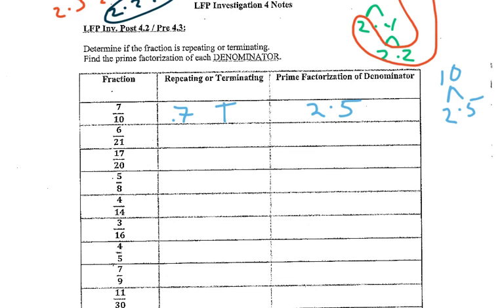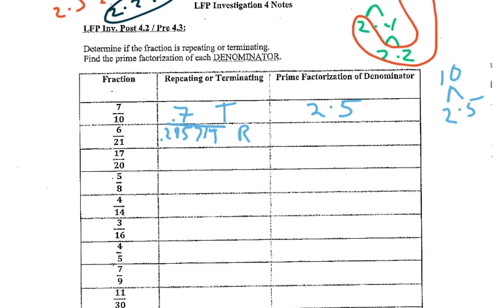Take a look at 6/21. Now, if I used a calculator, I would see that it breaks down to 0.2857714. And in actuality, this continues to repeat. If you had a calculator screen big enough, you would see that it would keep repeating. So this is a repeating decimal.